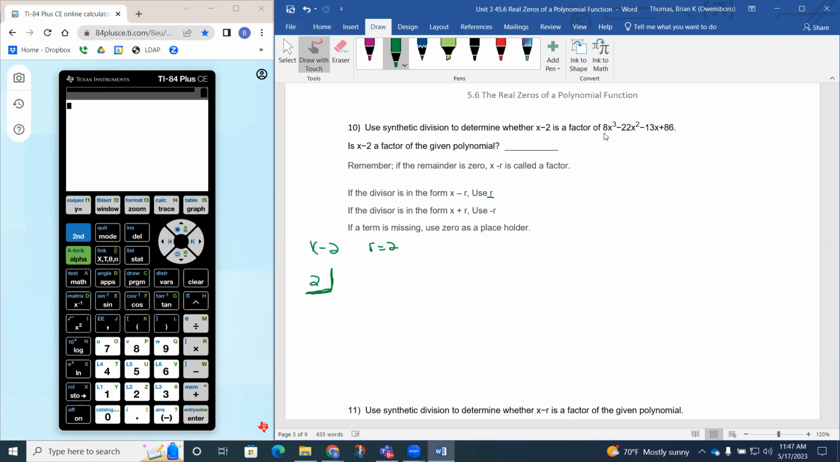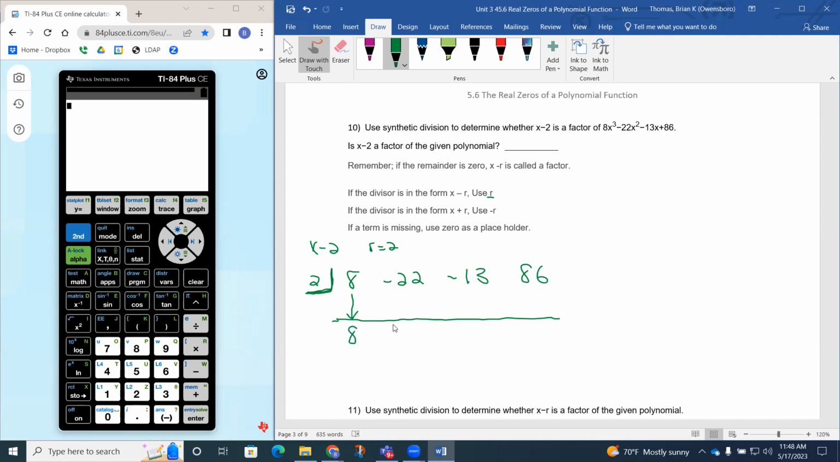And instead of writing all this out here, we're just going to use the coefficients. So we have 8x cubed, we're just going to use the coefficient of 8. And then negative 22 is the next coefficient, and then negative 13, and then the 86. So I leave myself a little bit of room, and I draw a little line here to total it. When we total, this 8 just drops down automatically to start with. So the 8 just drops down.